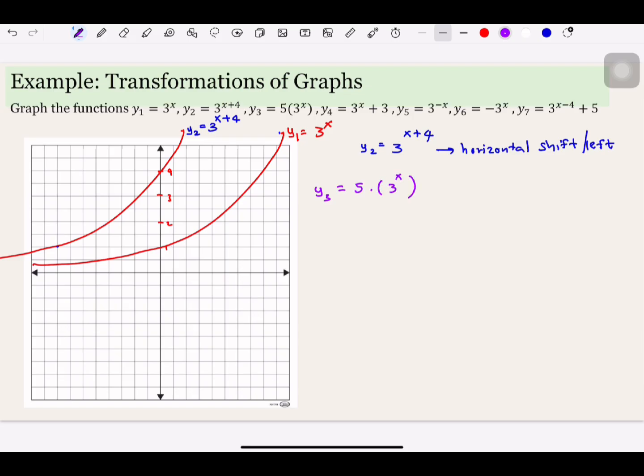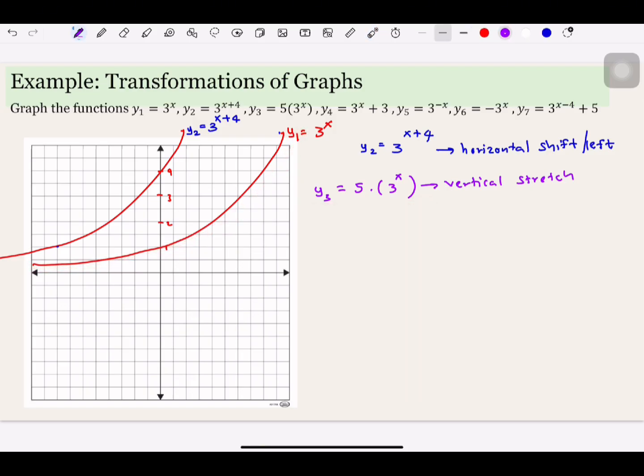So here this is a vertical stretch. And the graph stretches vertically by a factor 5. So that means it rises faster and appears steeper than the original. So this is the original one. So y3 rises much faster and it appears steeper than the original function.